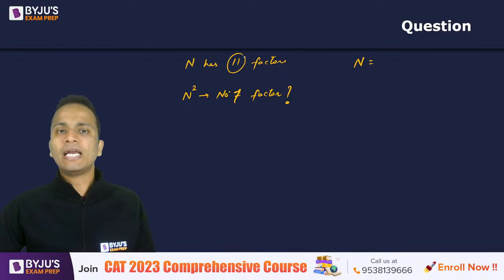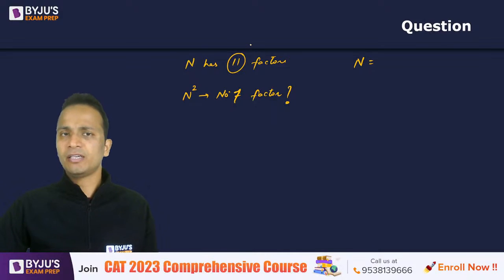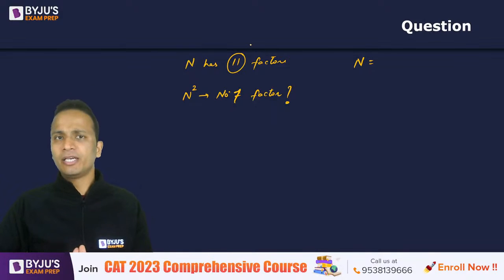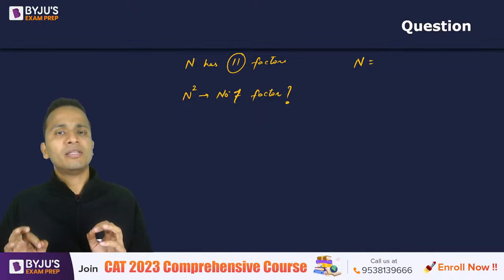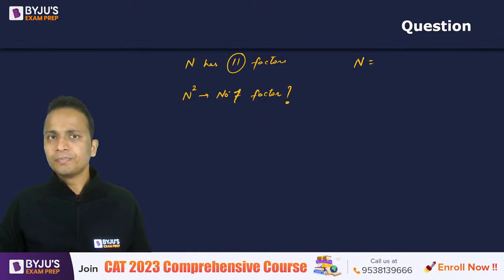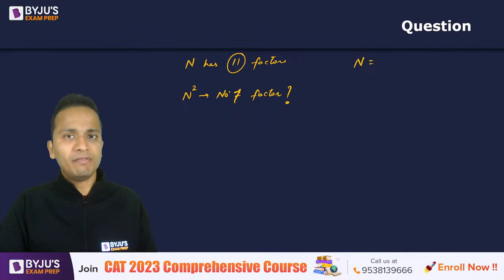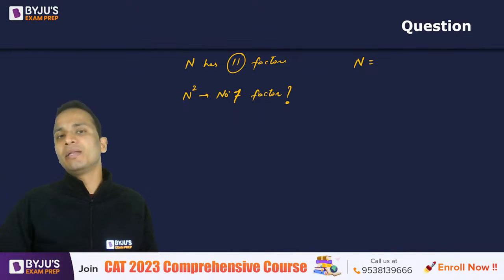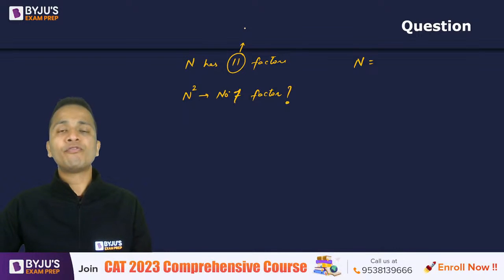Now first of all, look at this 11 factors and understand how we calculate the number of factors. The number of factors is calculated in a way where we first convert the number into the prime factorization form. Then we consider the powers and add 1 to every power. After adding 1, we multiply them. So can I write 11 as the product of two numbers which are greater than 1?